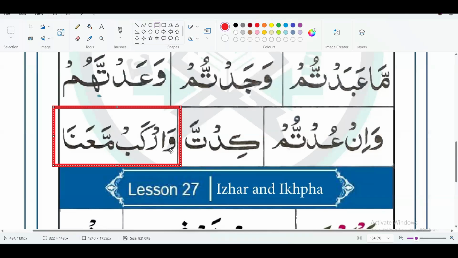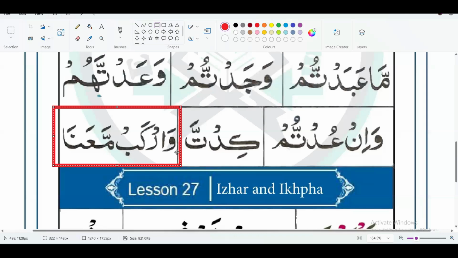In the end, I also gave you one tip: whenever two connecting letters come side by side, where the first letter has sukun and the second letter comes with shad sign, then we skip the sukun letter. We only skip when we have sukun first and shad second. If we have shad first or sukun second, we don't skip. If both letters have shad, we don't skip. If both letters have sukun, we don't skip. We only skip when the first letter has sukun and the second has shad.